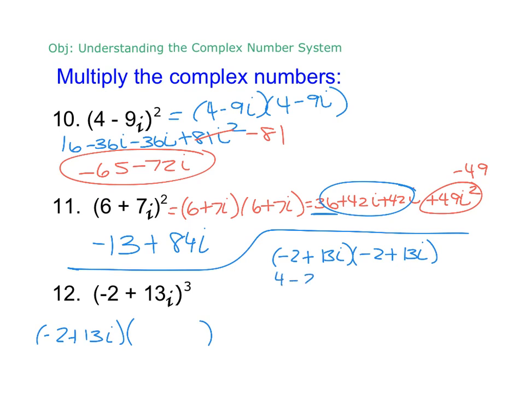So 4 minus 26i minus 26i plus 169i squared. So that's negative 169 plus 4. So negative 165 minus 52i. All right, so now we're going to FOIL that out.